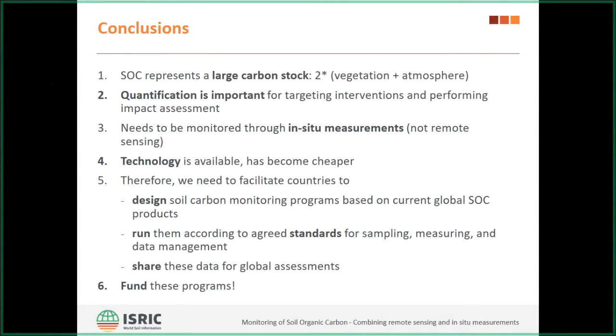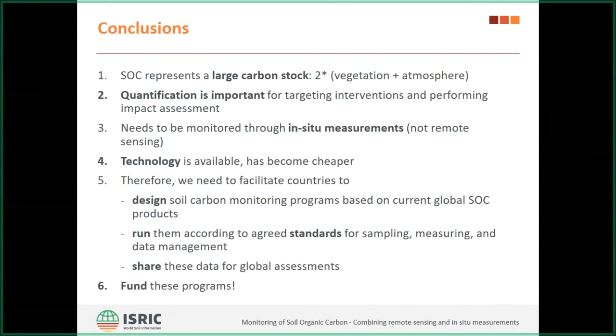My conclusion is that soil organic carbon represents a large carbon stock, very significant and important. Quantification of that carbon stock is important for targeting interventions in the landscape and to perform impact assessment. It needs to be monitored, or at least supported by in situ measurements and not only remote sensing. The difference here is that we also have to look into the depth, and that will never be covered by remote sensing. So we really need to dig holes in the ground. The technology is available, and field work in soil science has never been cheaper than now because of proximal sensing technology, so we can escape from expensive wet chemistry methods.